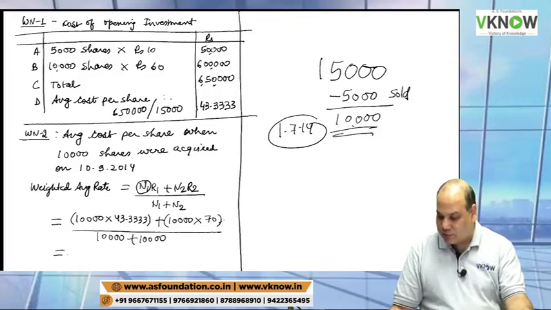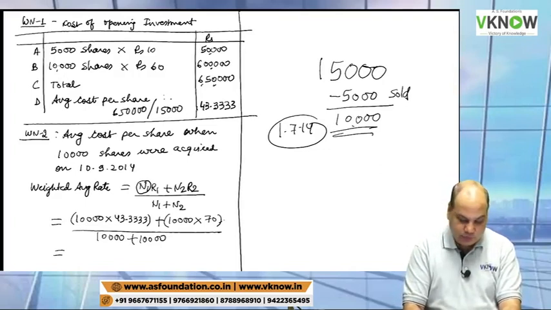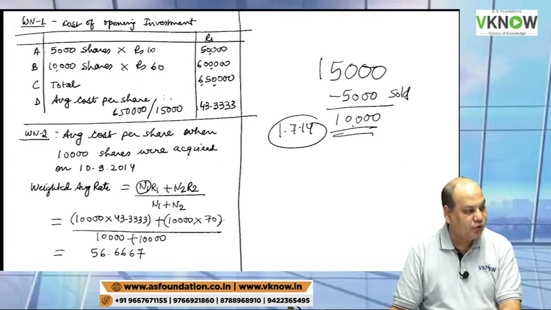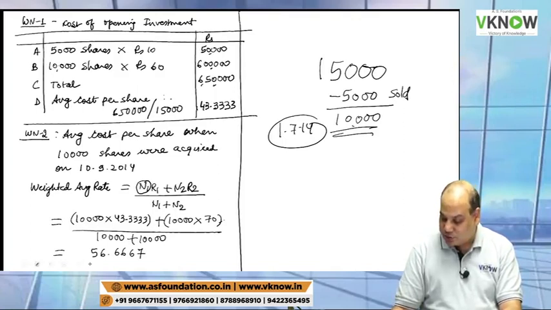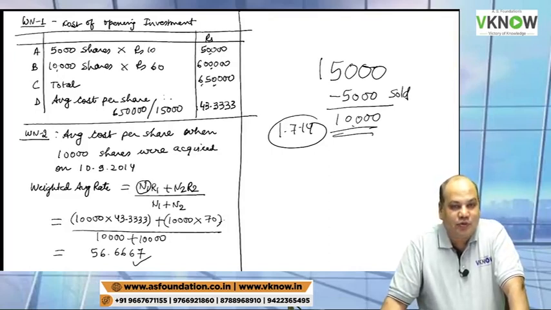Whatever answer I get now will be final. So let me try: 10,000 into 43.3333 plus 7 lakh, divided by 20,000. That comes to 56.666, let us say 56.67. I can see the students are now giving this answer. Earlier they were giving 54. And those who have given 56.6667 got some hint from me. This is the right answer.